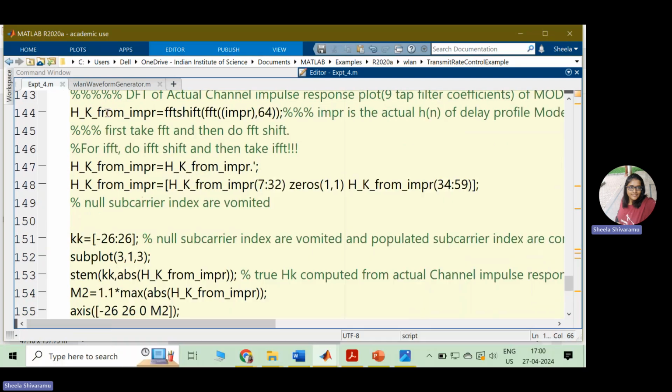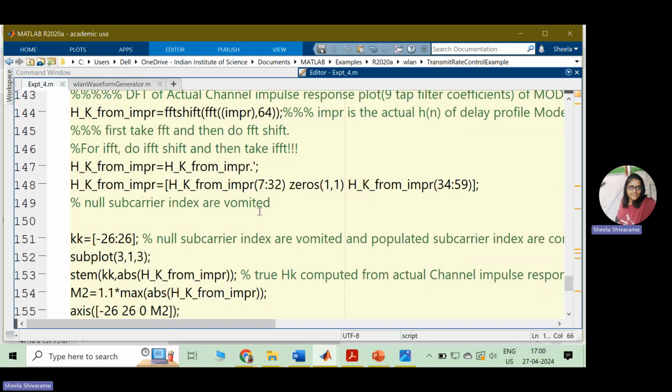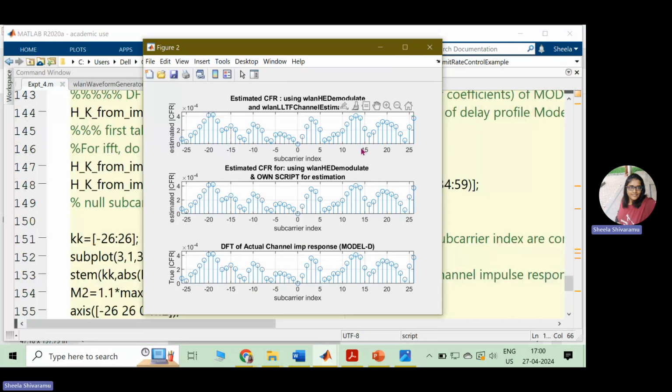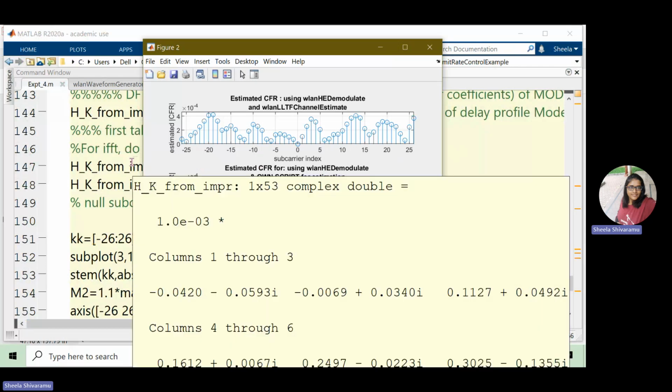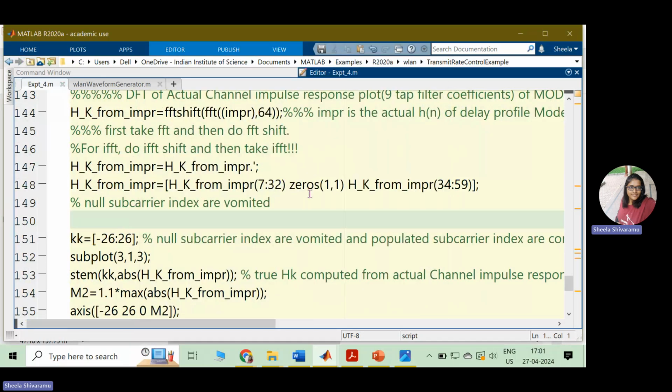Then I'm plotting H of k from IMPR. Here, if you see, I've taken a 64-point FFT. So again, I'm neglecting the first to sixth components, that is the index points. Then beyond 59, that is 60 to 64, again I'm neglecting, and I'm inserting a 0 in between, because otherwise it is not a fair comparison. Here also I have plotted only the occupied 52 subcarriers by neglecting the first 6 tones and last 5 tones, and I have inserted 0. Same thing I need to do here. I need to insert 0 in between, neglect the last 5 tones, and neglect the first 6 tones. So that is being done here.